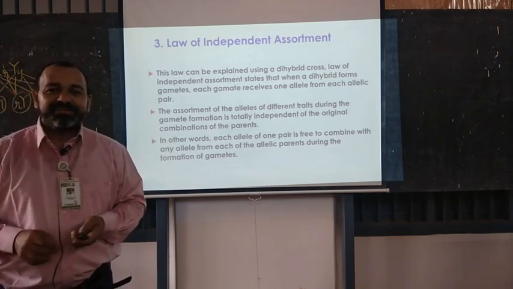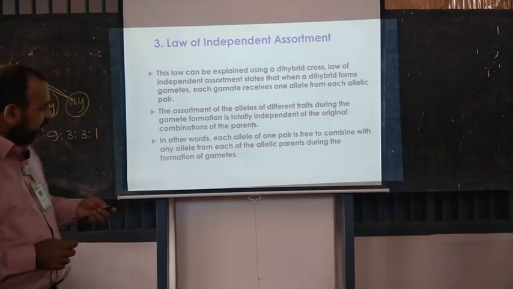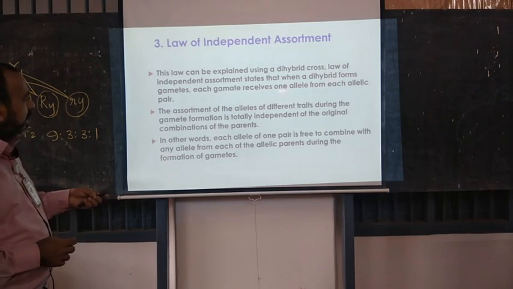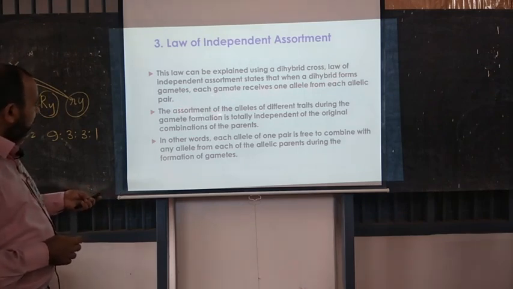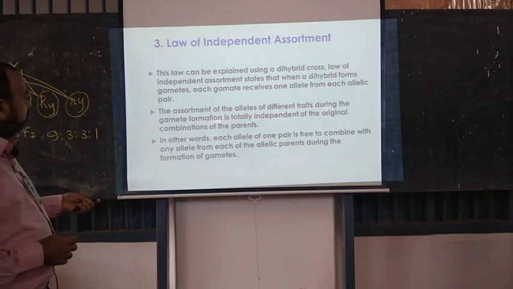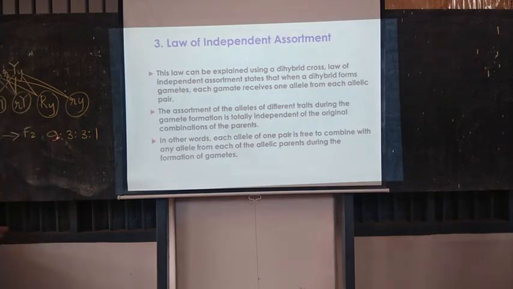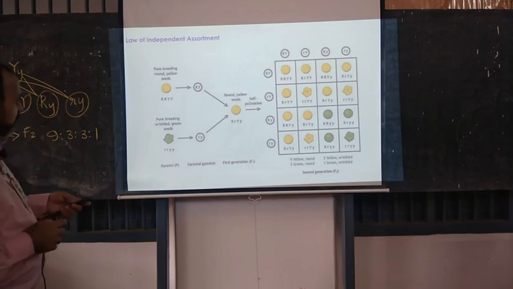This is the nutshell of the law of independent assortment. So the gametes separated during gamete formation, meiosis, are now free to make new combinations. That's why we get this 9:3:3:1, the phenotypic ratio. So here it is depicted pictorially.